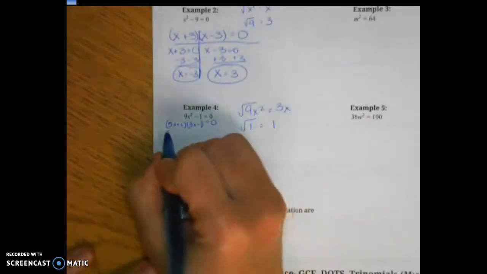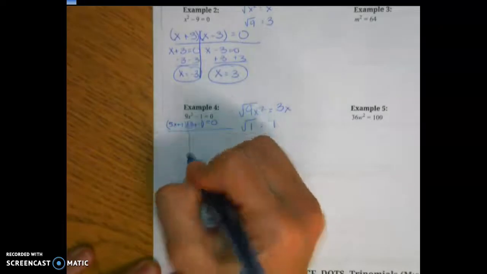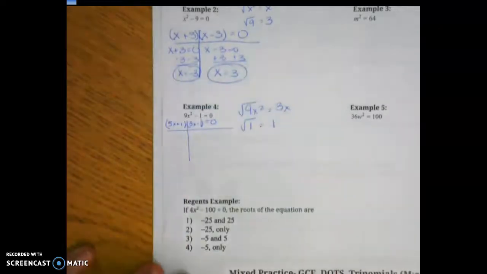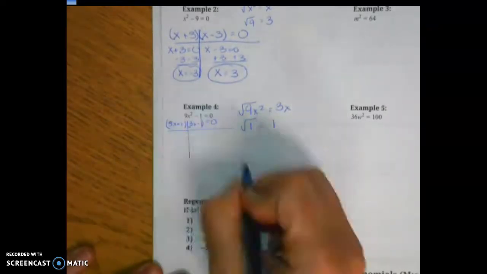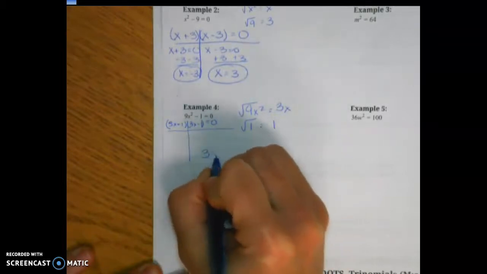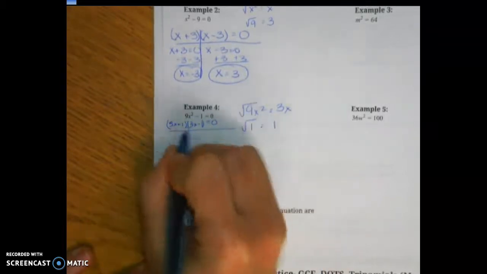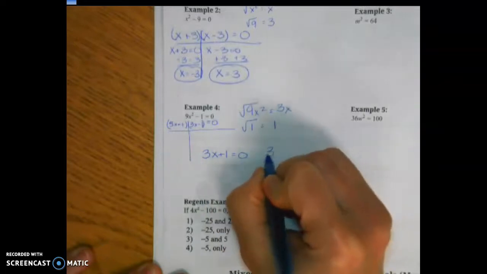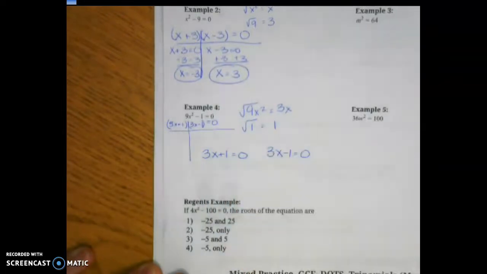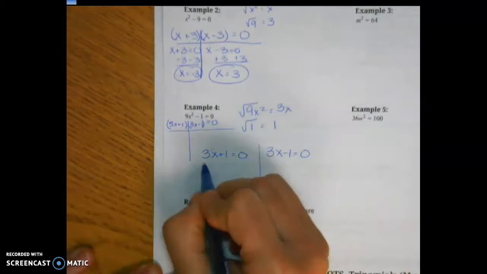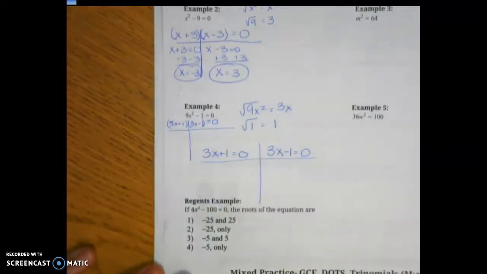So this time when I set both factors equal to 0, it's not just a one-step equation. I'm going to move my factors over here so I have more room to work. So 3x plus 1 equals 0, so that's the first factor. And then 3x minus 1 equals 0. That's the second factor. I'm going to solve both of these separately to get my two solutions.